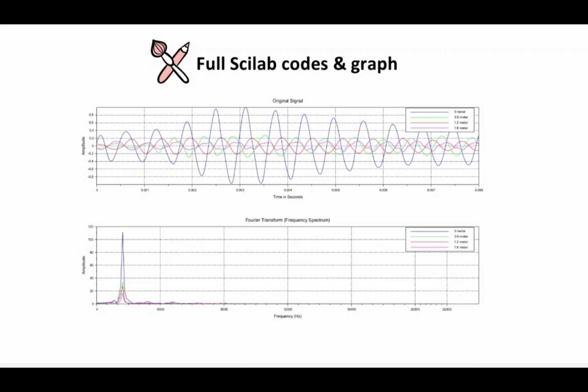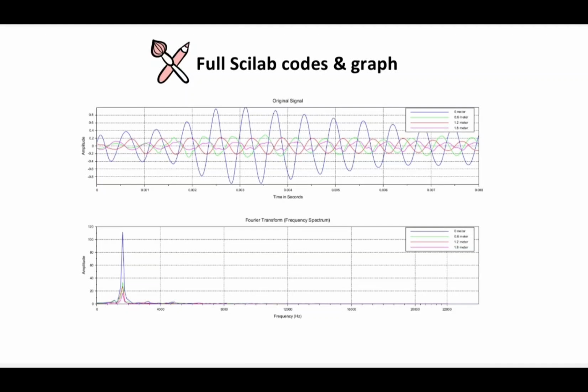Here are the actual overlapping graphs generated directly by my Scilab code. Compare all 4 distances side by side. The top graph displays my original sound signal over a tiny fraction of a second. You can instantly see that the baseline wave at 0 meter has massive wave peaks, but a step back to 0.6, 1.2, and 1.8 meters, the wave shrinks down rapidly, proving that the sound loses energy over distance.